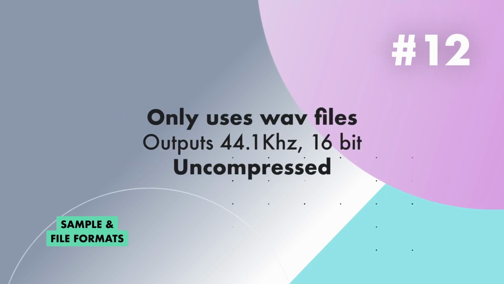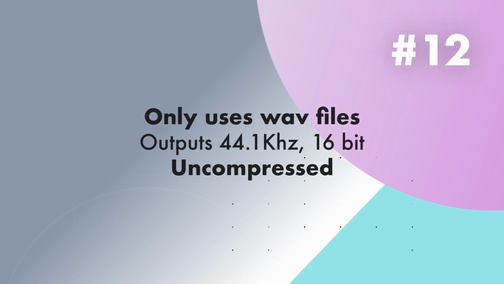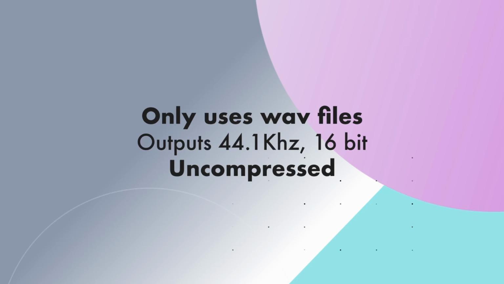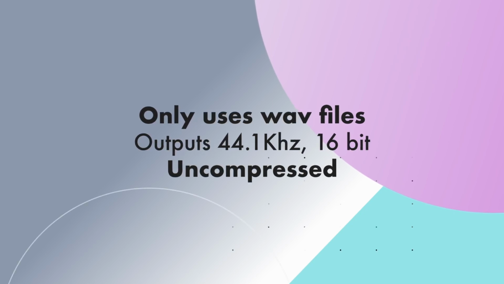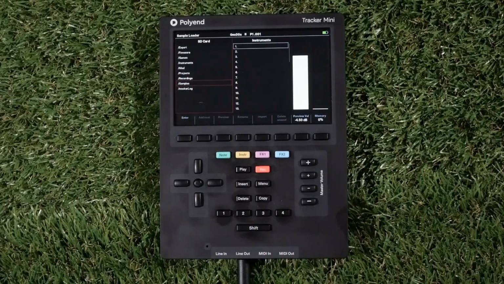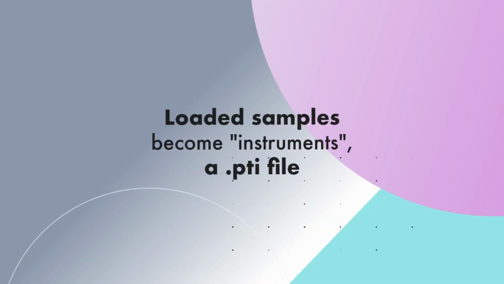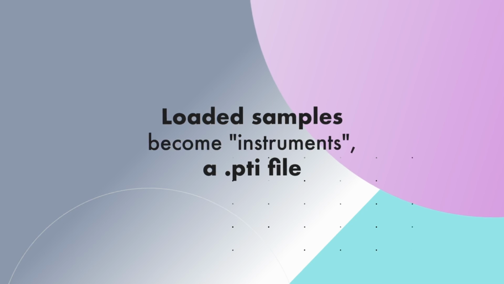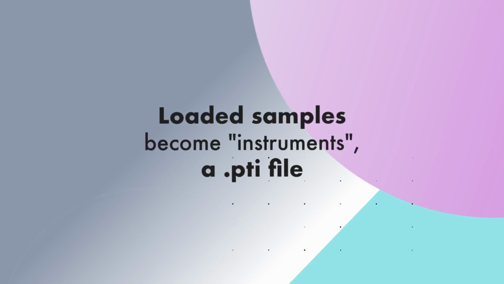The Tracker Mini only uses the WAV file format. It outputs CD quality sound, which is uncompressed WAV files, 44.1 kHz, 16-bit. Samples can be loaded from the SD card into the Tracker Mini memory. A sample loaded to the internal list becomes an instrument, a PTI file.